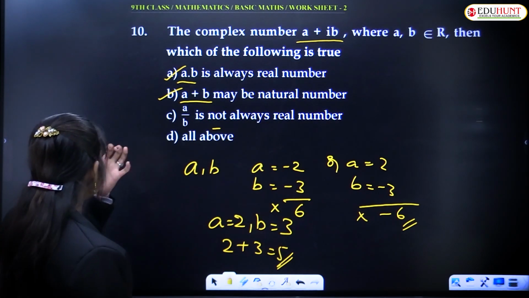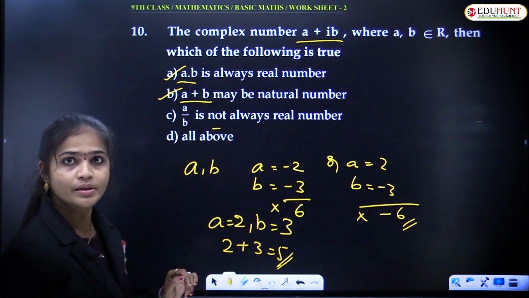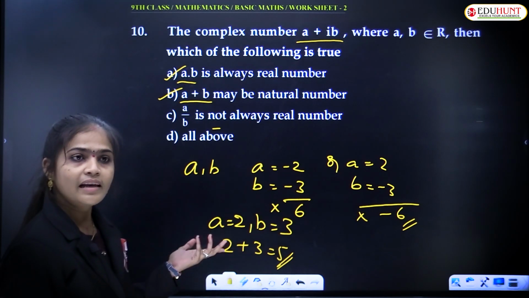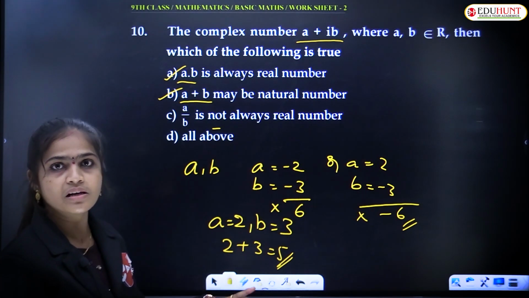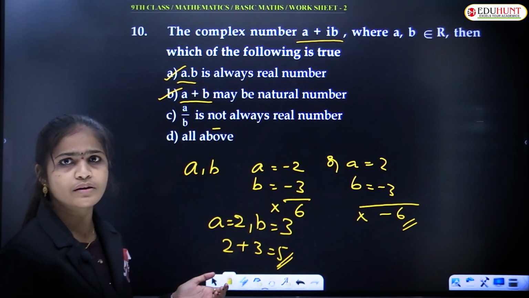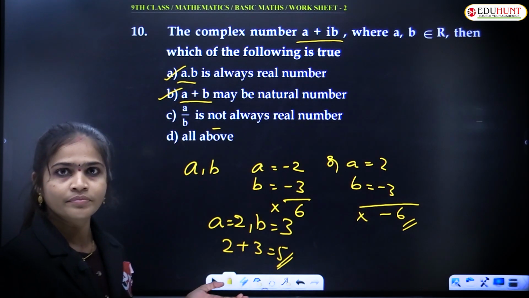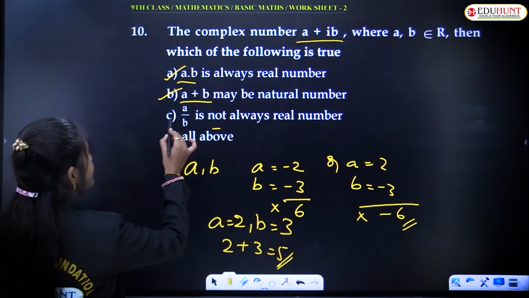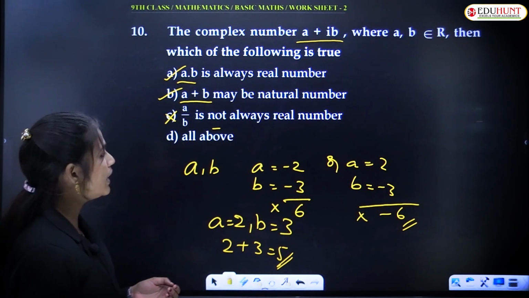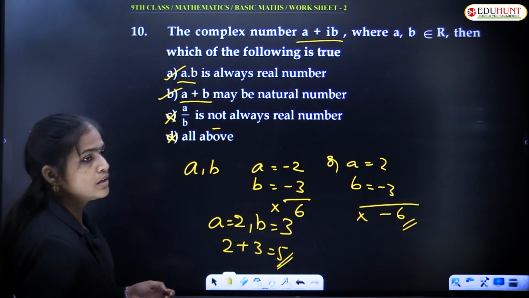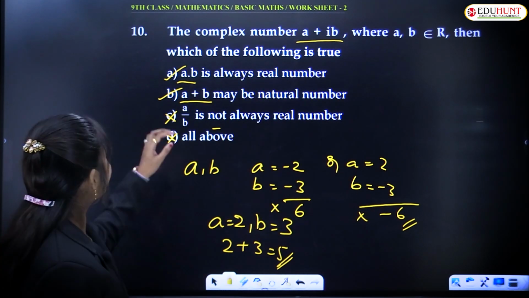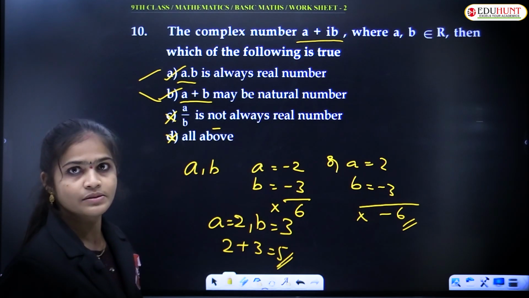Okay. And here a by b is not always a real number. Why? Real numbers include rational numbers, natural numbers, whole numbers, so many numbers. All the numbers are real numbers except imaginary ones. So that's why we can say that this is a wrong option. Okay, and here all the above is also wrong. So which options are correct here? A and B options are correct.